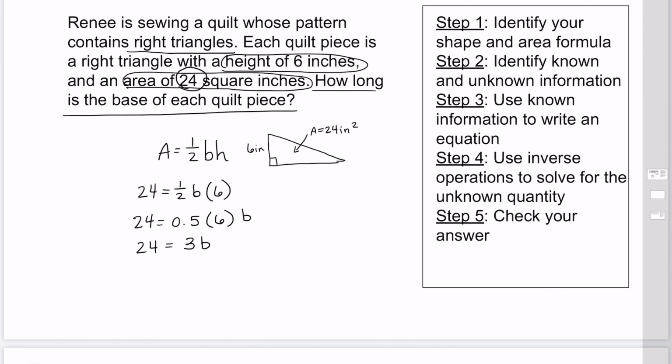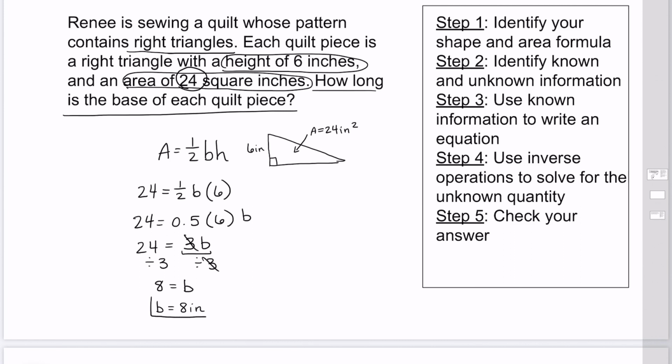It tells us to use the inverse operation to solve for the unknown quantity. Inverse operation means the opposite of what we are doing. We have 3B, which means we are multiplying 3 times B. The opposite of multiplication is division. So we need to divide by 3, and we're going to do that on both sides of our equation. 24 divided by 3 equals 8. 3 divided by 3 would equal 1. So instead of writing 1B, we just write B. So now we have 8 equals B, or we could say base equals 8. In this case, it's 8 inches.